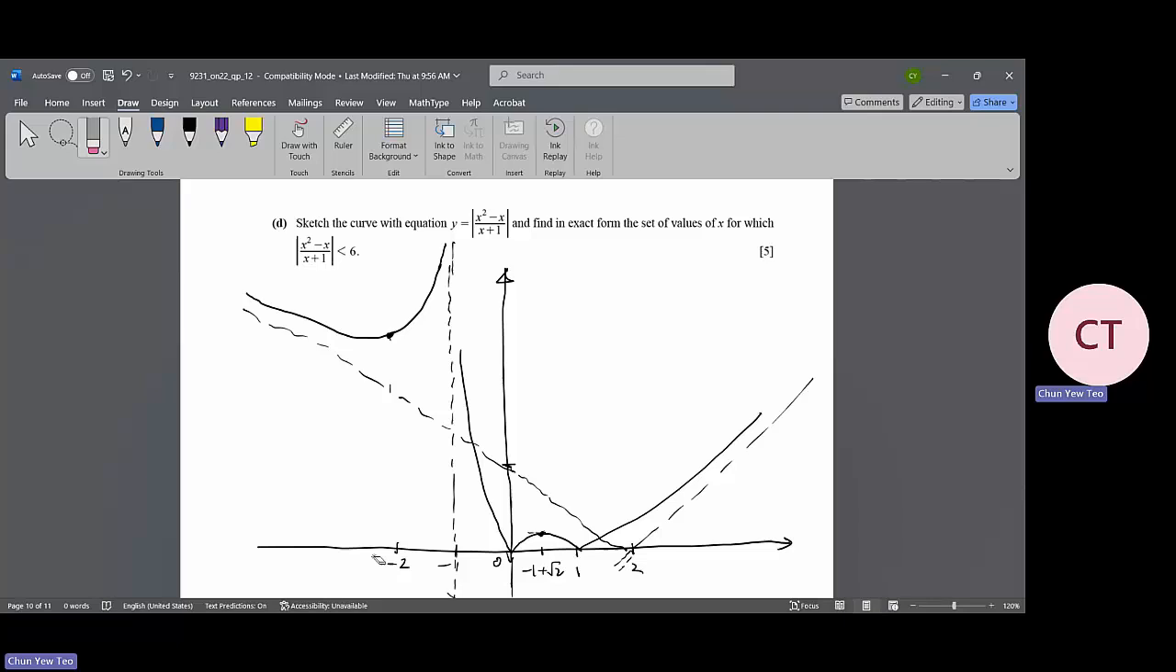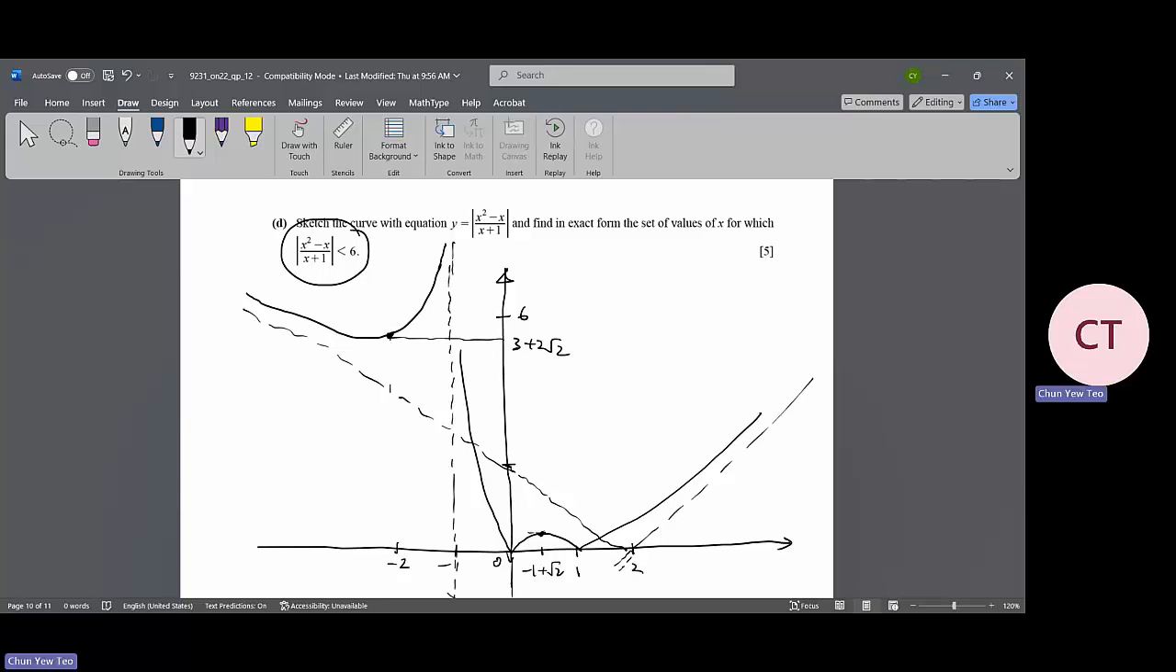So now we take a look at the question. What do we want? We want this to be less than 6. By the way, it's important to know that 3 plus 2√2 is actually less than 6. Okay, so 6 will be somewhere here.